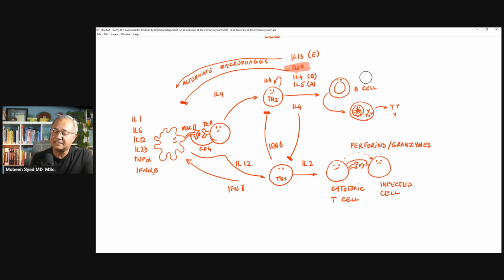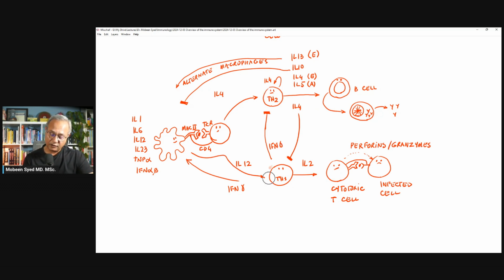Interleukin 10 is interesting. What it does is it acts on the innate arm and helps tame down, helps tone down the activity of the innate arm. It kind of reduces the activity of macrophages. It is anti-inflammatory.